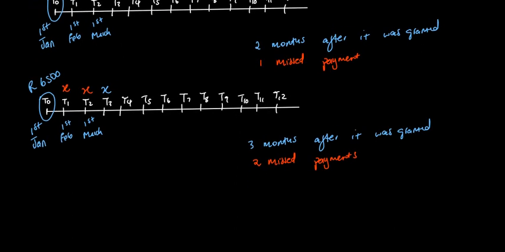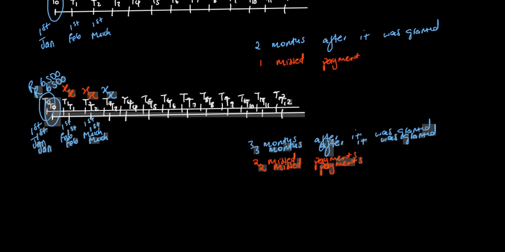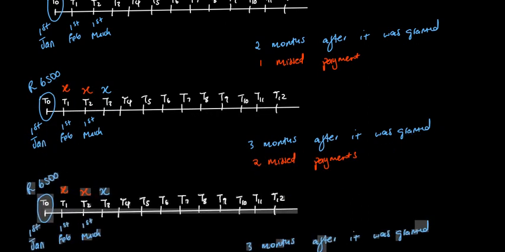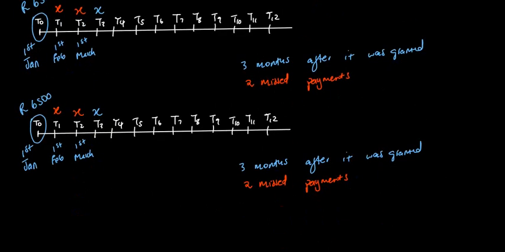Then if you didn't start paying 3 months after, let's say you started to pay 4 months after. That will mean that you started to pay here, but the loan was granted a long time ago. It was granted 4 months back. So how many payments have you missed? You have missed 3 payments. So for 4 months after, you have missed 3 payments.